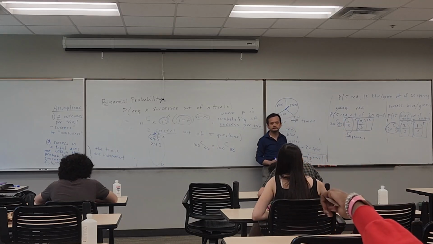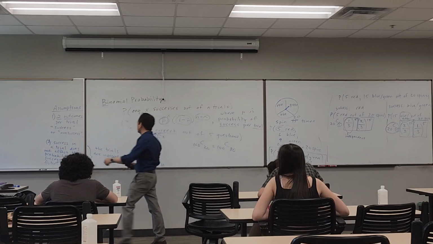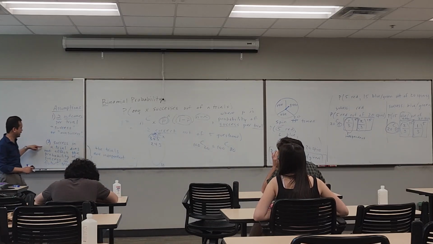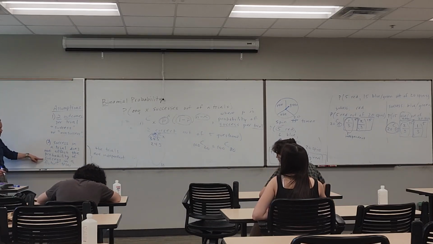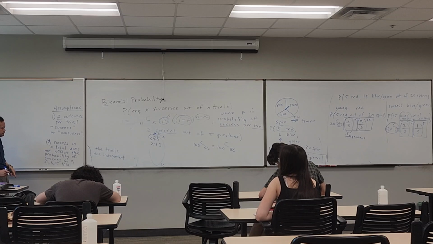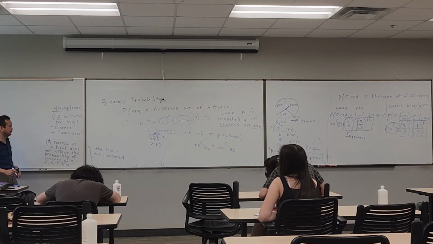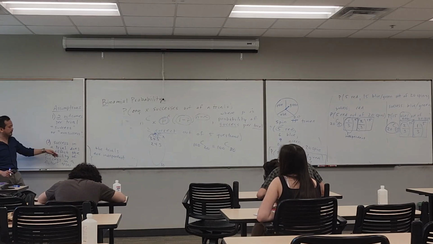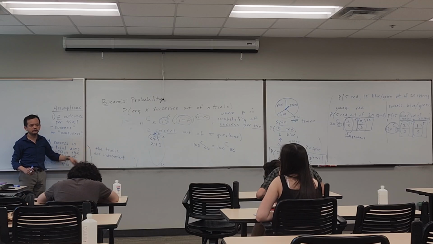Can you reread that bottom part? I can't see. Oh, sure. This says, success in a trial does not affect the probability of the success in a future trial. And the mathematical way of saying that is that the trials are independent.